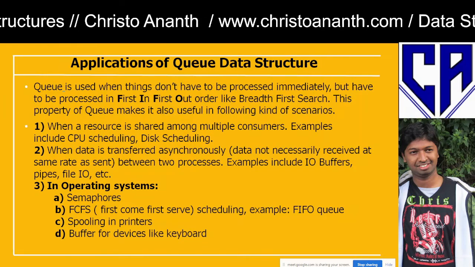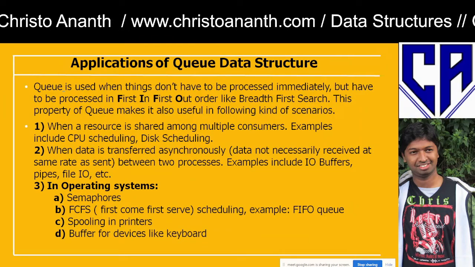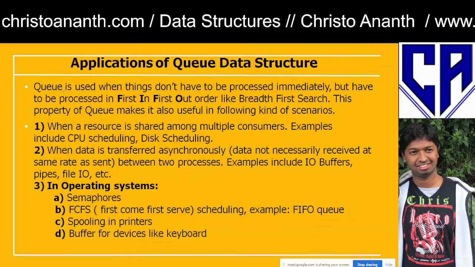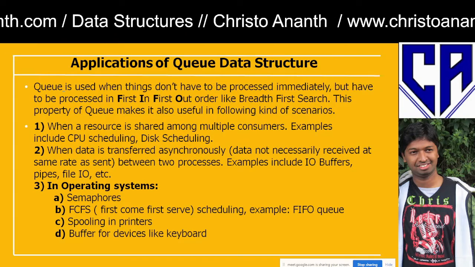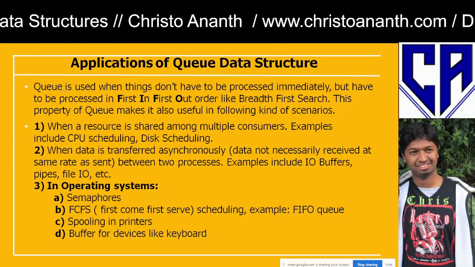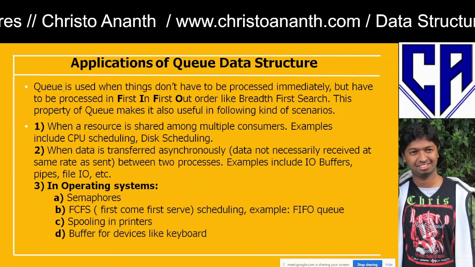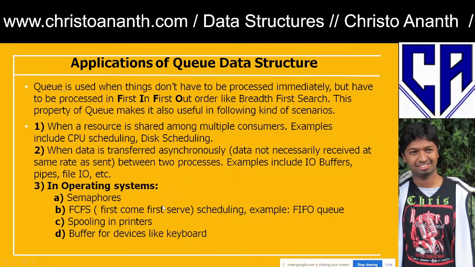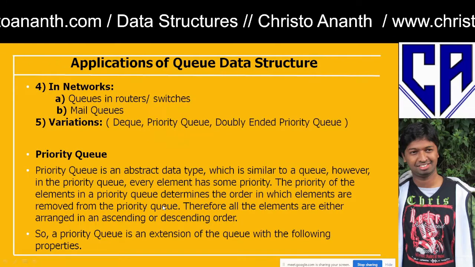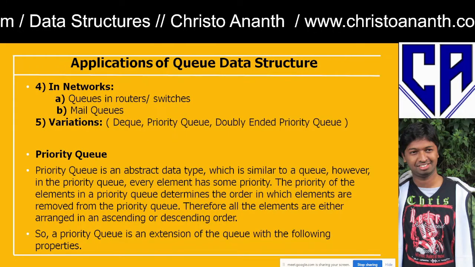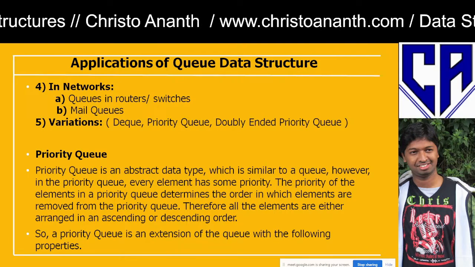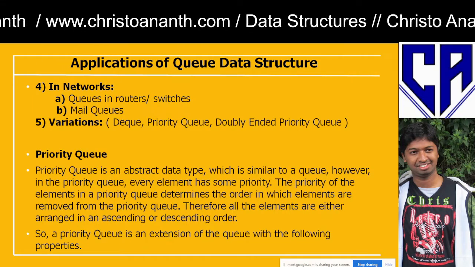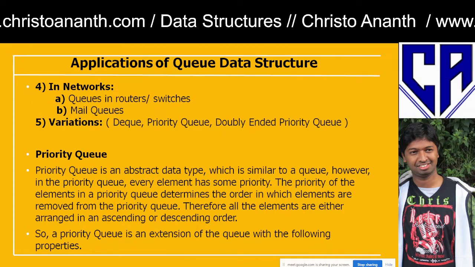Okay, and then we have first come first serve scheduling, we have first in first out queue as well, and then spooling in printers, and buffers for devices like the keyboard. So these are some real-time applications of queue data structures. Even in networks, we have queues in routers or switches, and then we have mail queues as well, and then we have deque, priority queue, and doubly ended priority queue as well.